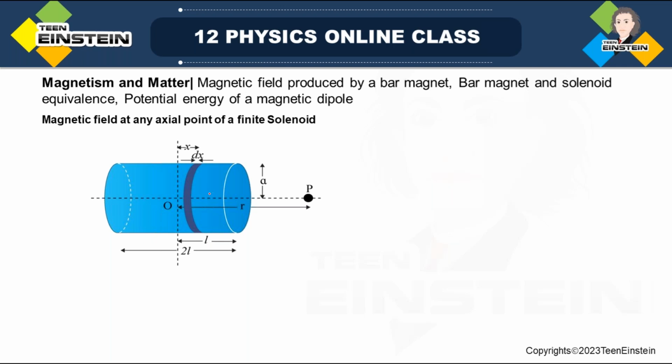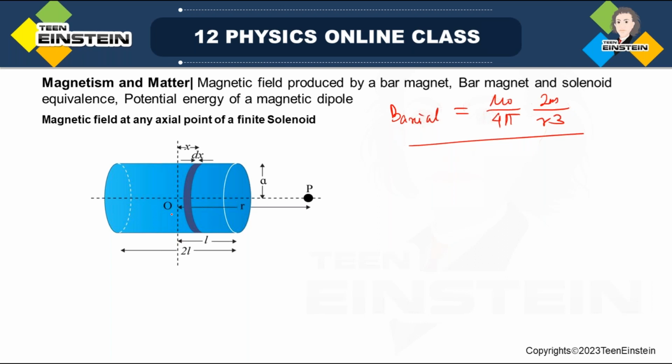Okay, for a bar magnet, at any axial point the magnetic field is mu0 by 4 pi into 2m by r cube, where r is the distance from the middle of the bar magnet. Here we'll see whether we get the same expression for a solenoid also.